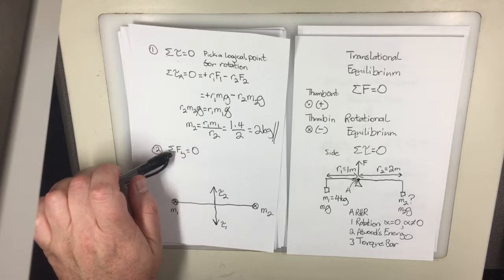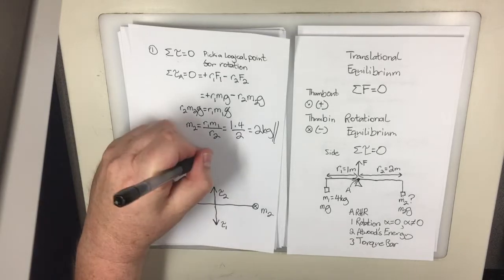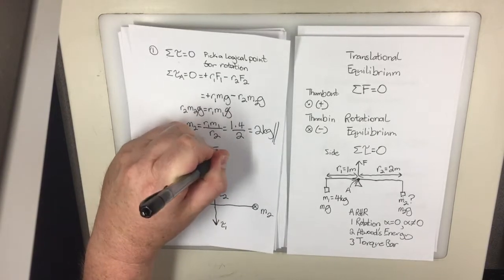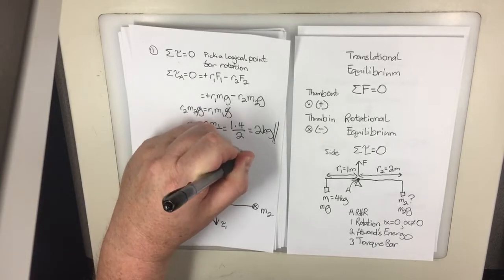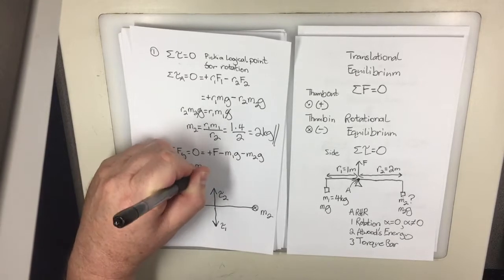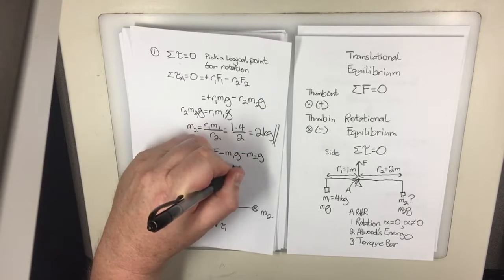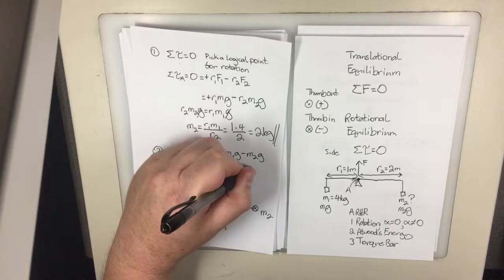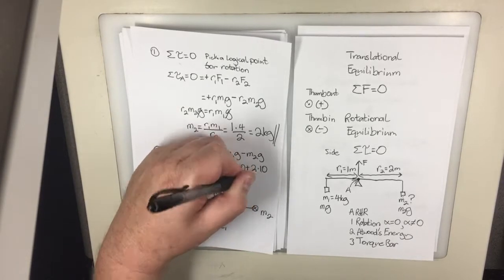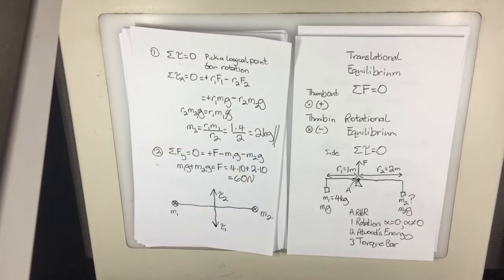The second part is F sub y, the sum of the forces vertically. The up forces and the down forces have to cancel. In this particular case, it's easy. Anything up is a positive sign, anything down is a negative sign. So positive F minus M1G minus M2G. So M1G plus M2G is equal to the force. That is 4 times 10 plus 2 times 10. So that is equal to 60 newtons. And that's the force.